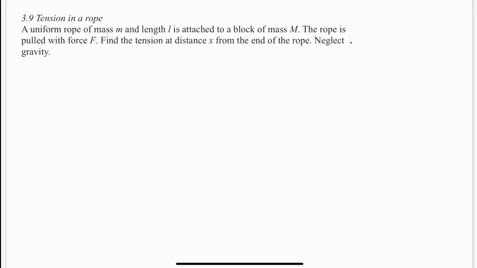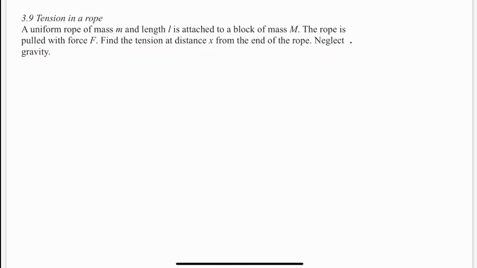Today in this video we will be solving problem number 3.9 of Daniel Kleppner and Kolenkow. This problem is titled tension in a rope. We have a rope of uniform mass m and length L that is attached to a block of mass M, and the rope is pulled by a force F. I need to find the tension at a distance x from the end of the rope, and I'm supposed to neglect gravity. Okay, so let's try to do this one.